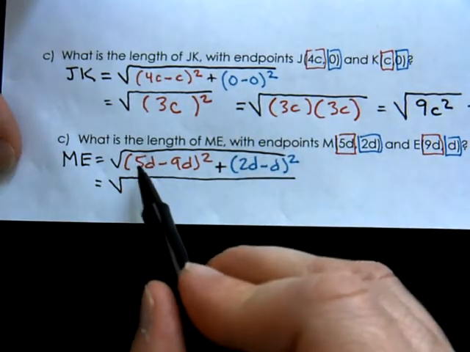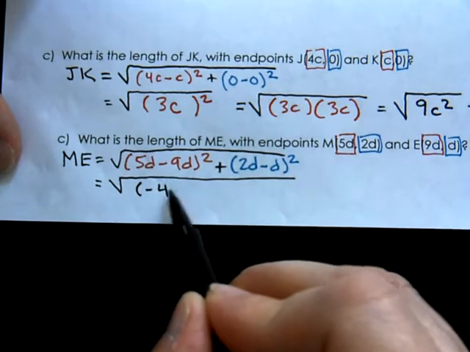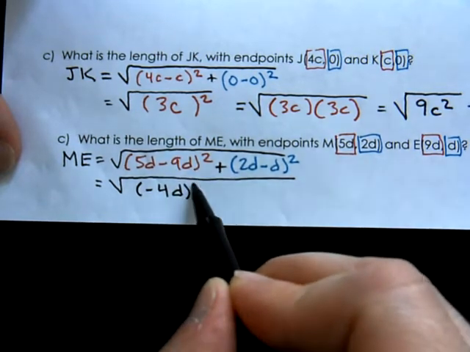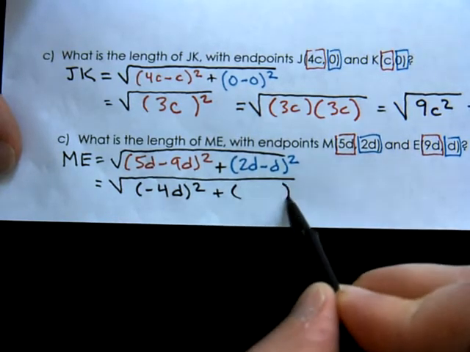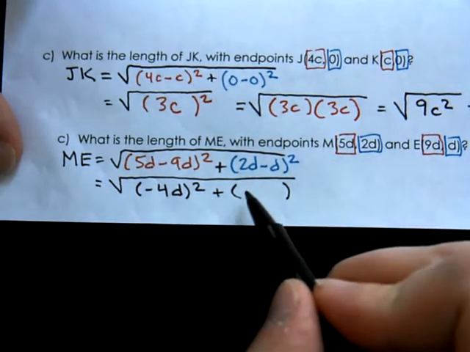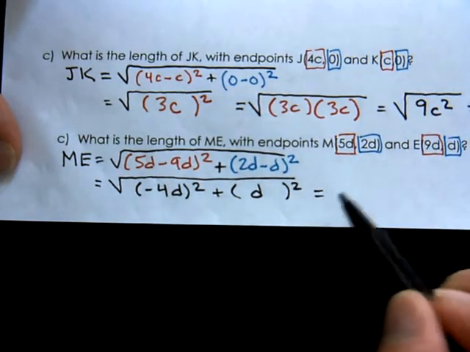So here we have 5d minus 9d. That gives us negative 4d. We'll square that on the next step. In the next set of parentheses, we have 2d minus 1d. That gives us 1d. And we'll square that on the next step as well.